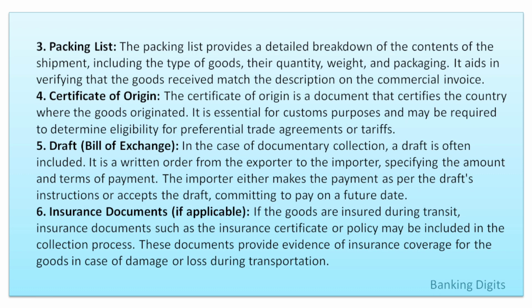Now, next document is packing list. The packing list provides a detailed breakdown of the contents of the shipment, including the types of goods, their quantity, weight, and packaging. It aids in verifying the goods received match with the description on the commercial invoice.